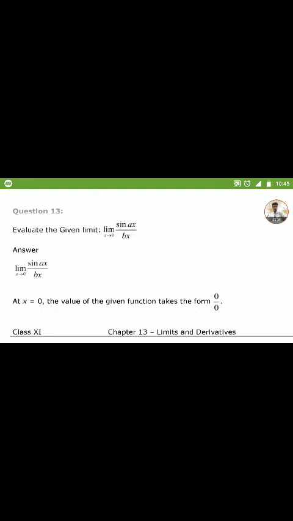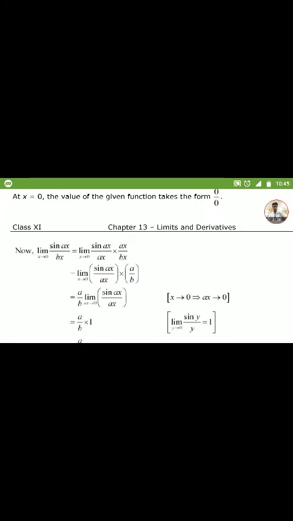So out here you have bx in the denominator and in the numerator you have ax, so you multiply ax on both the sides, on the numerator as well as in the denominator. So what you get out here is limit x tends to 0 of sin ax by ax and a by b separately. Okay, so the limit of sin ax by ax is equal to 1 and a by b is a constant which will be coming forward.